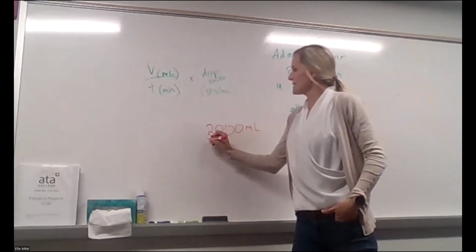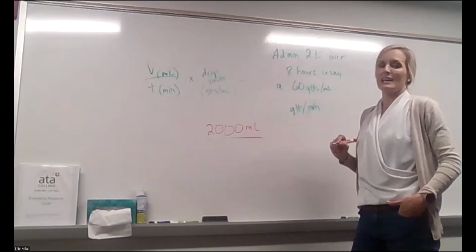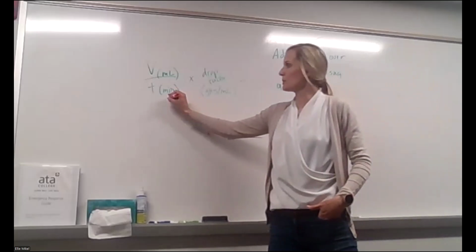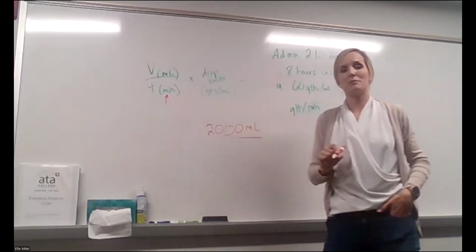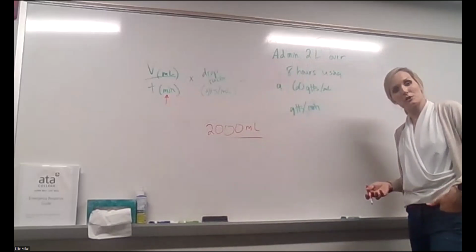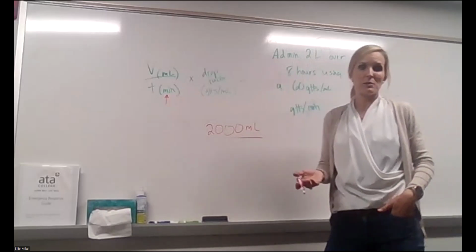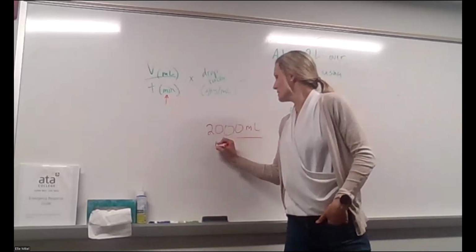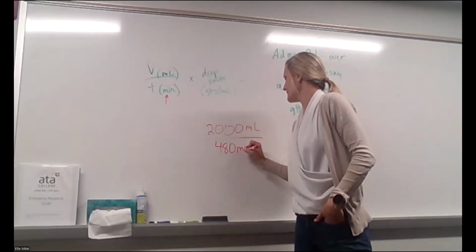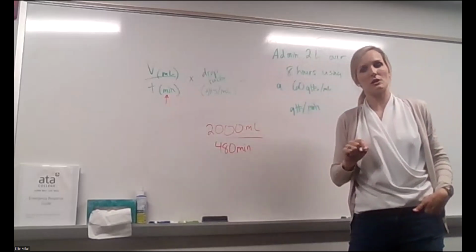I'm going to divide by the time. The time was given to us as 8 hours. Don't forget, when I'm calculating drops per minute, I need it to be in minutes. So 8 hours, there's 60 minutes in an hour. I'm going to take 8 times 60 to determine that that's 480 minutes. That's what I'm going to use here.